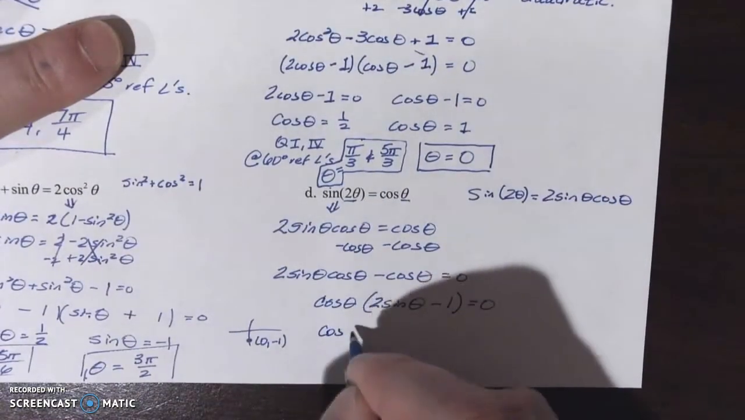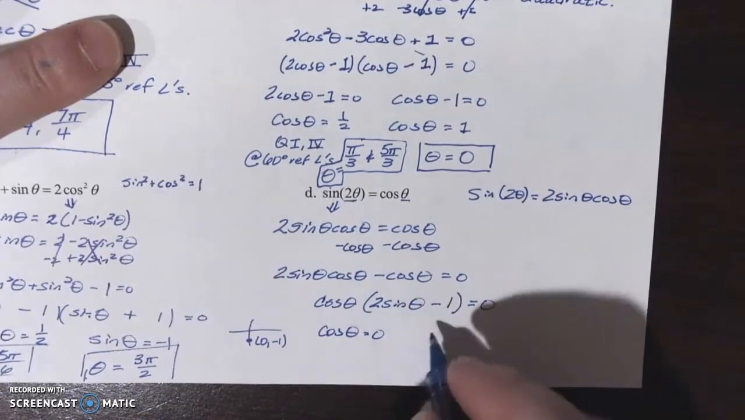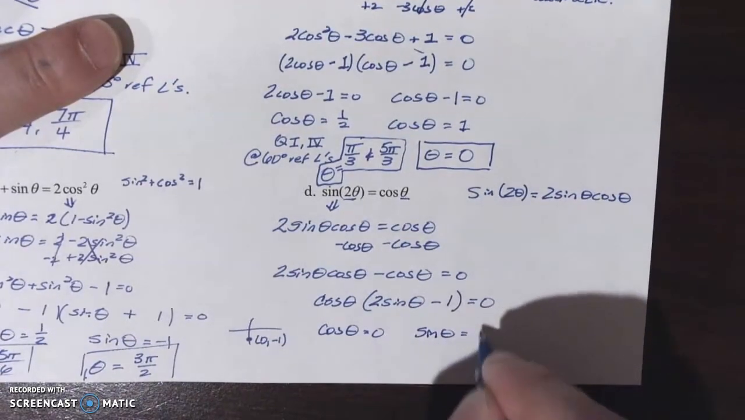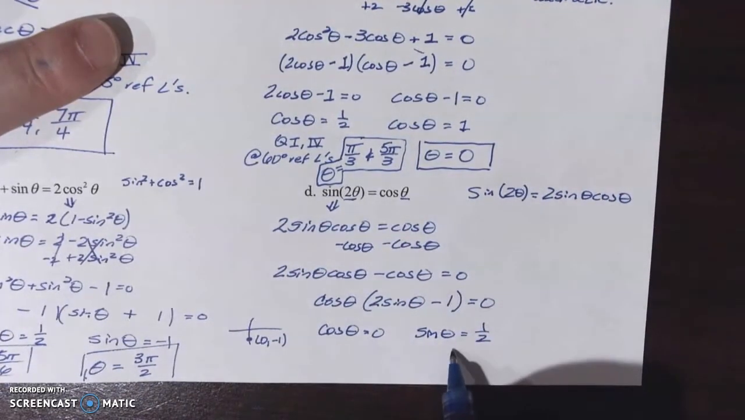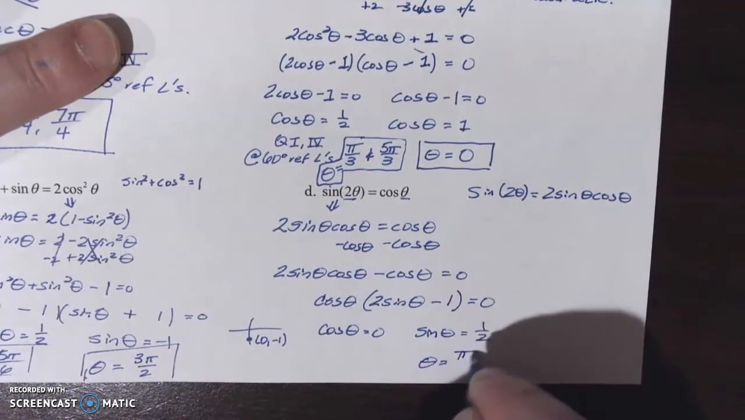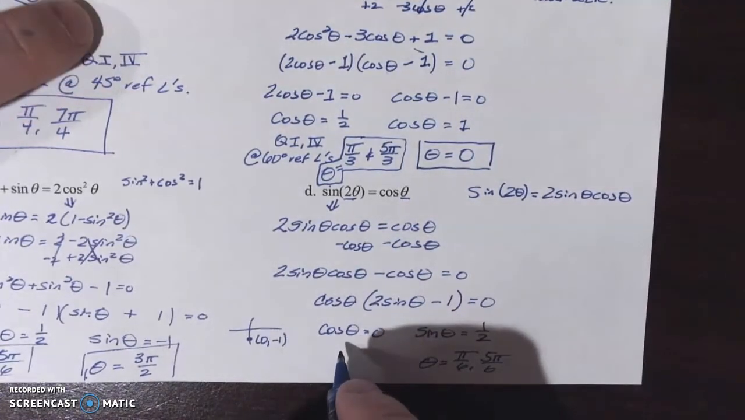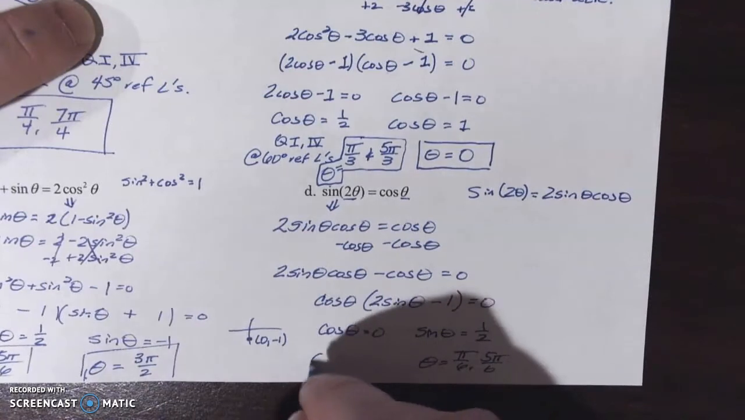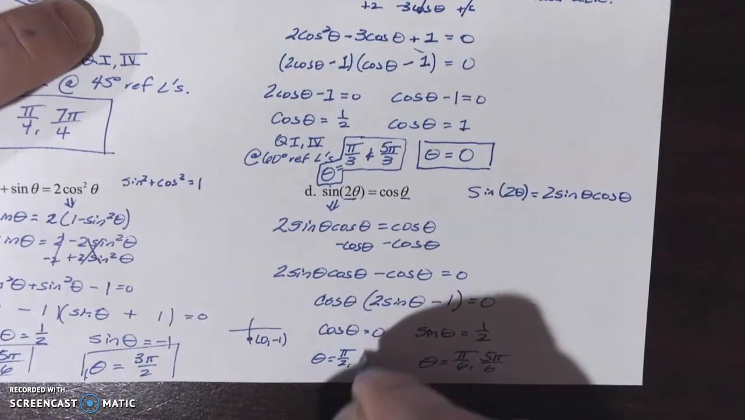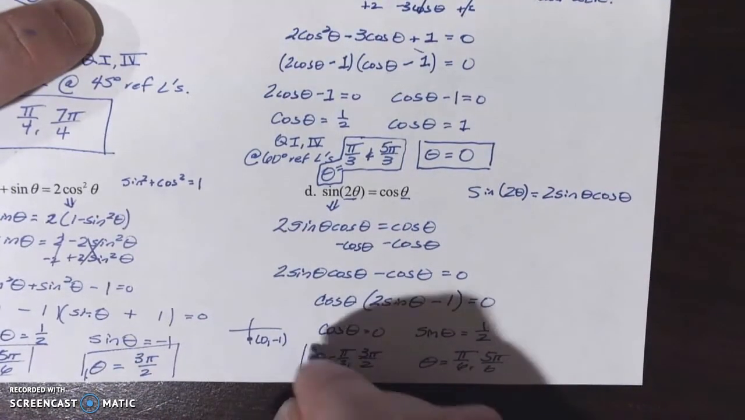Set this equal to 0, we get cosine theta equals 0. Set this equal to 0, we get sine theta equals 1/2. Again, 30-degree reference angles, just like we did in the last one. We're going to have pi over 6 and 5 pi over 6. Cosine of theta is 0 at pi over 2 and 3 pi over 2. That's one of our quadrantals.